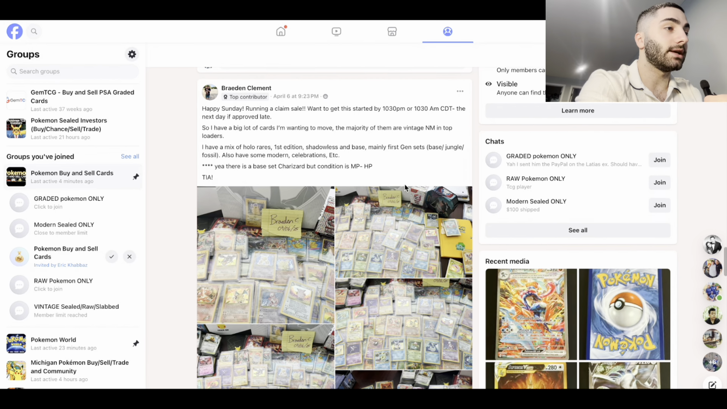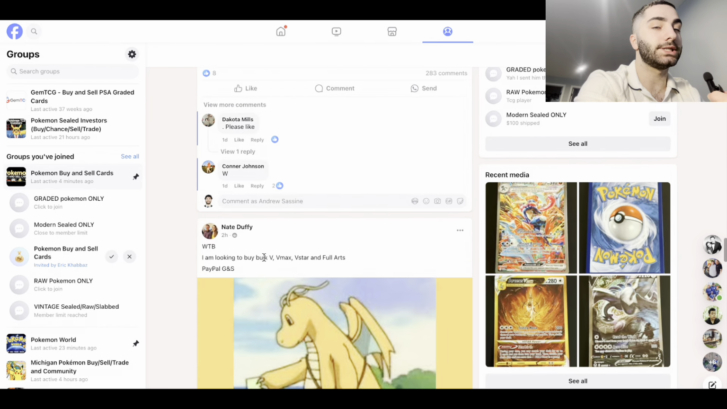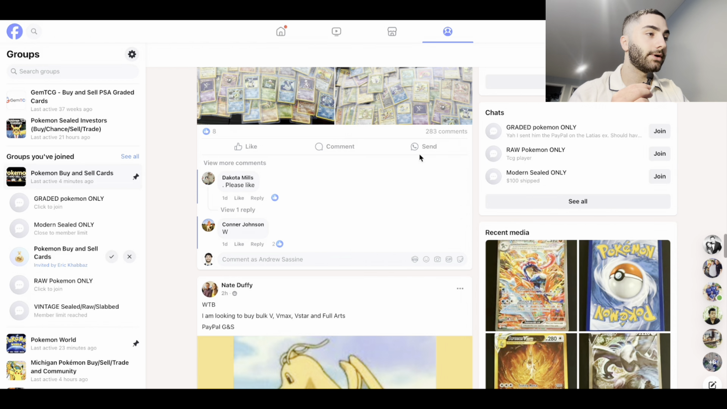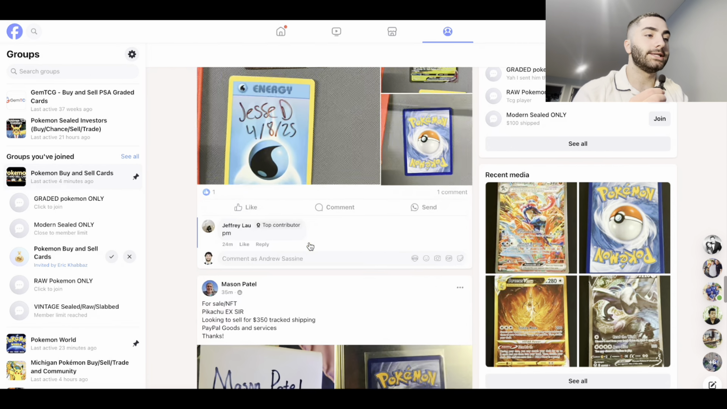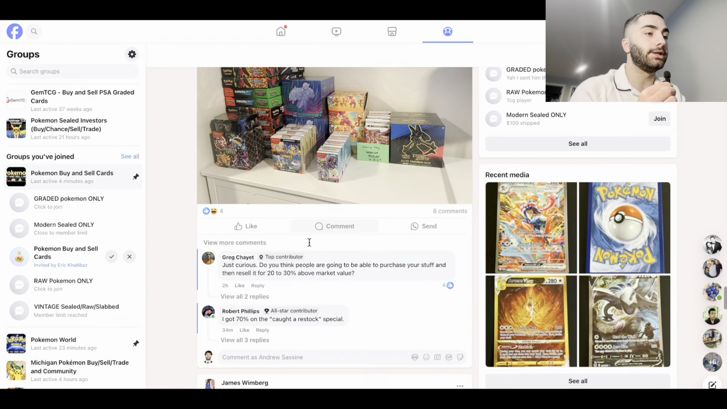And then you'll see stuff like this. They're running claim sales. That's a pretty similar thing. Claim sales, like right here, 283 comments. They'll just post pictures of the card, and then someone can comment on it and claim the card, and then they pay through there. But that is not what you want to look for. You won't find good deals like that.